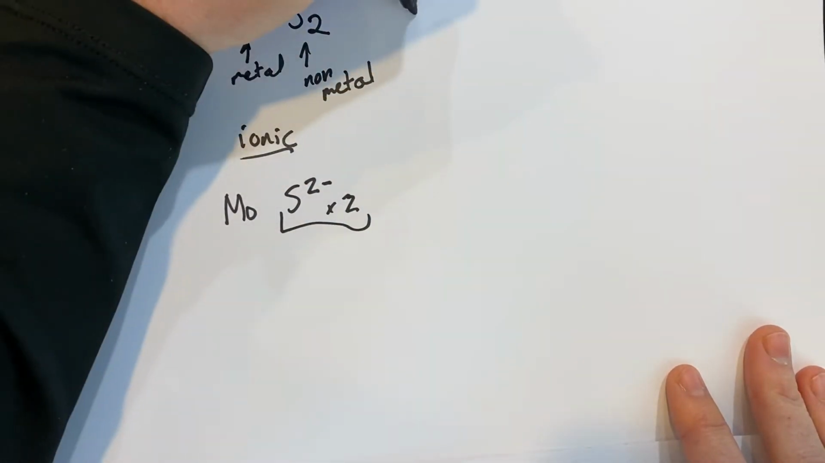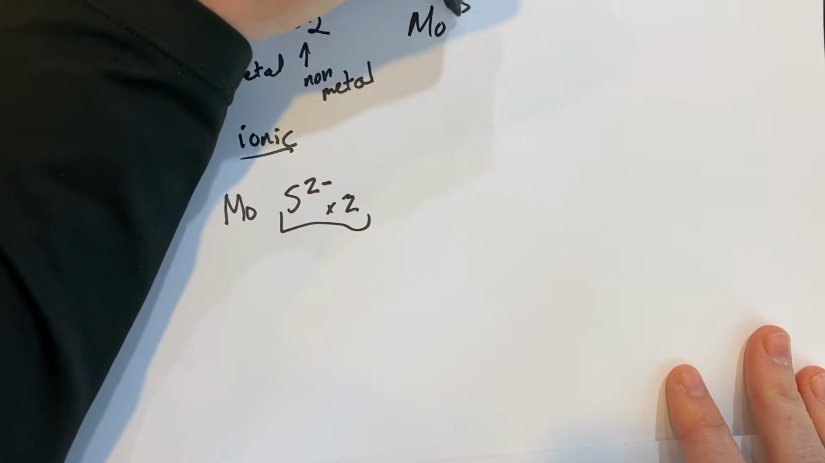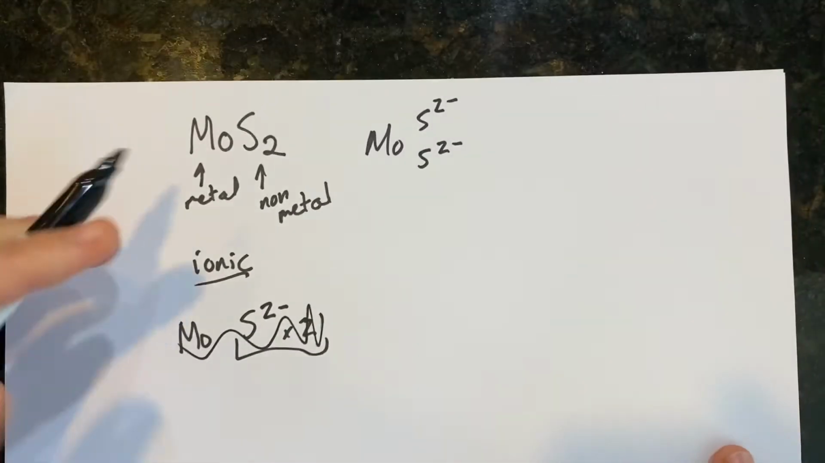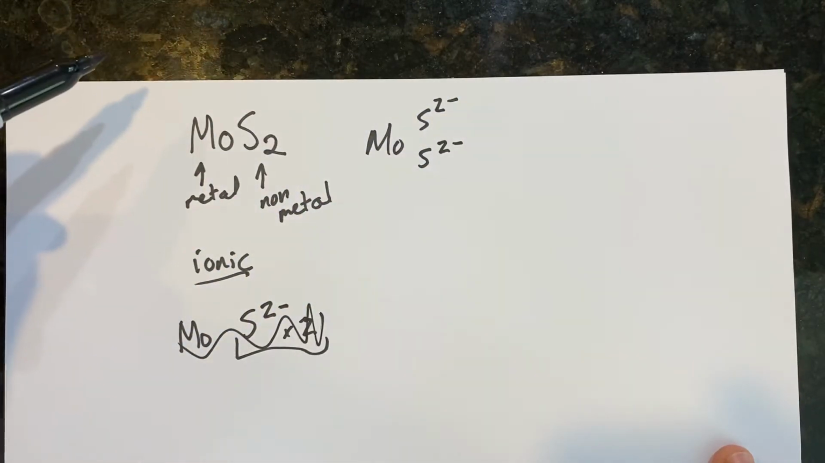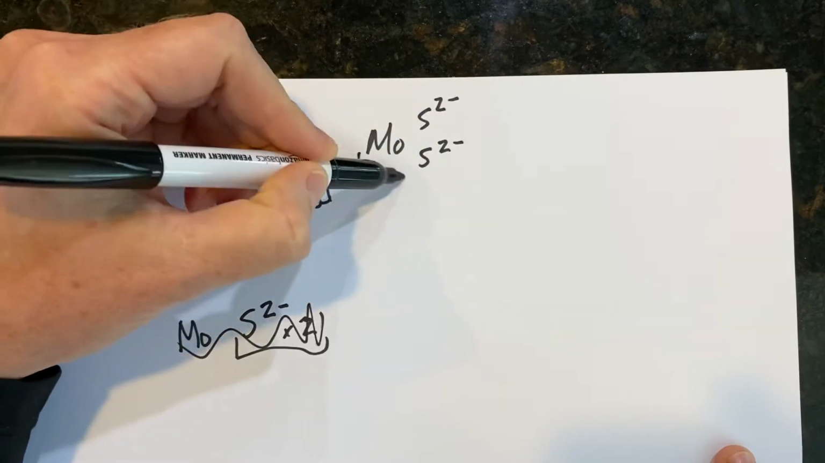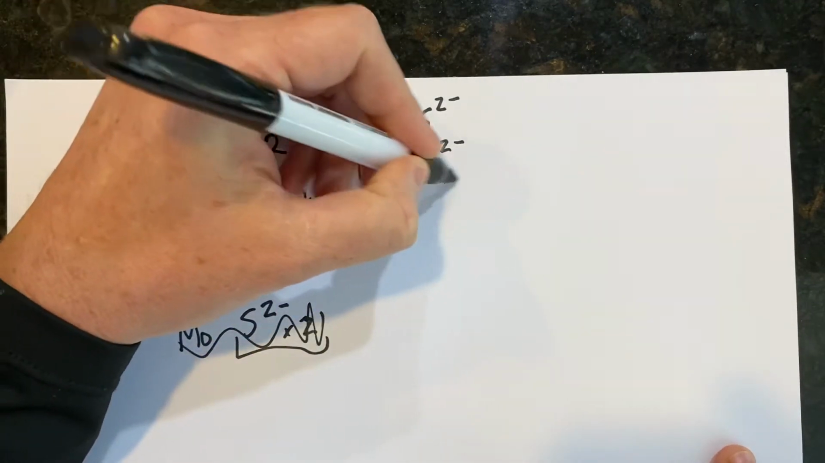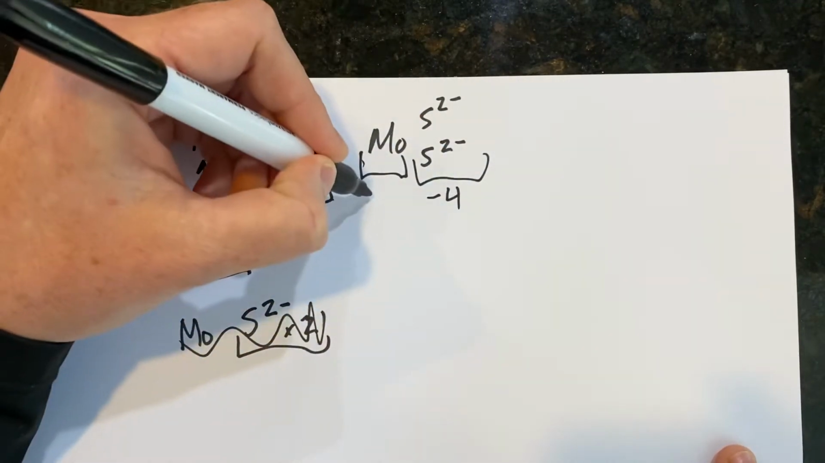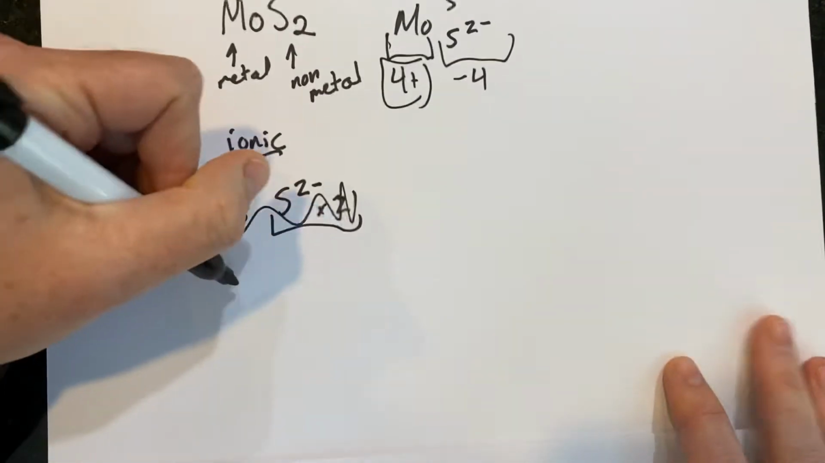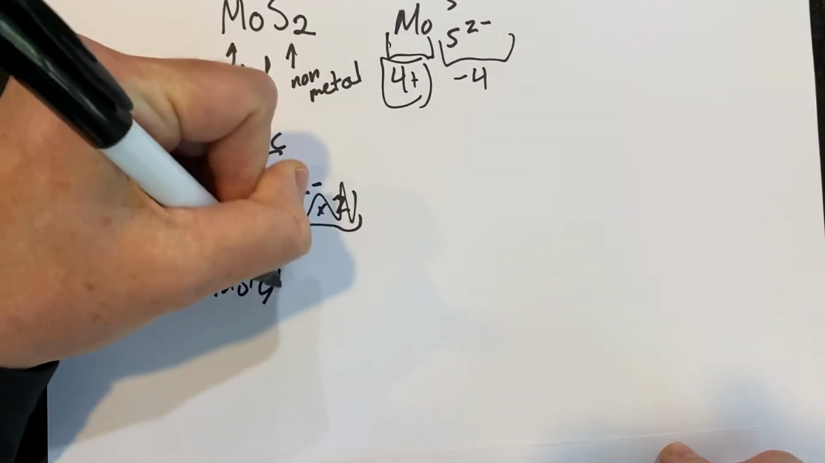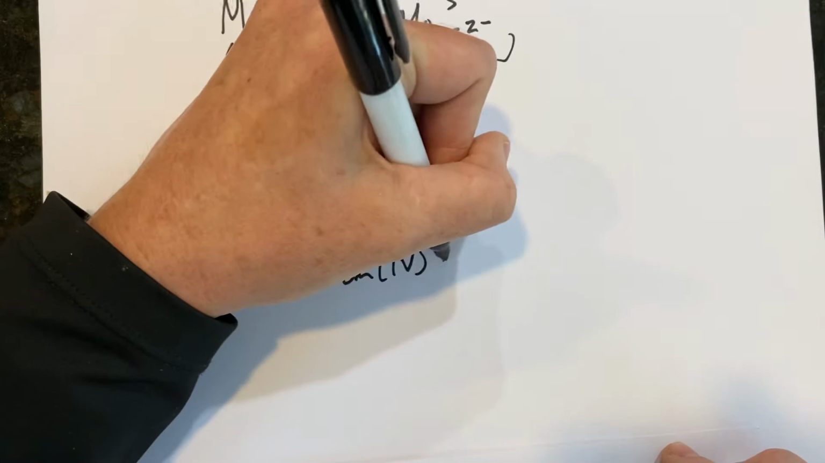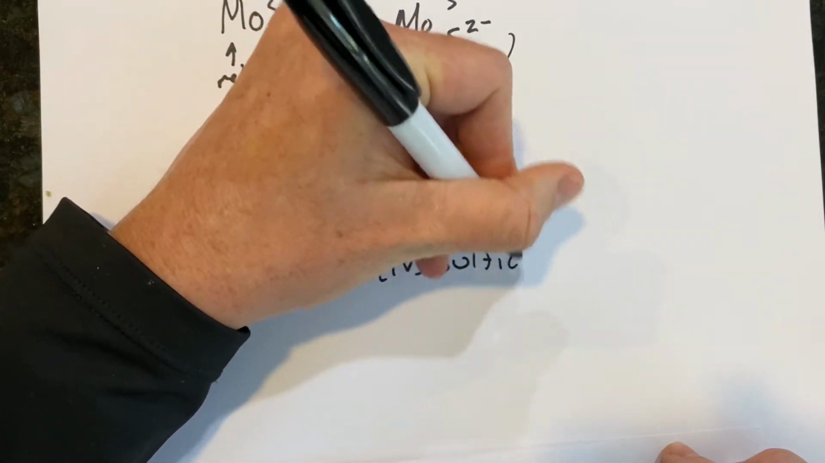So this MoS2, instead of drawing it like this, I'm going to go over here. So this MoS2 thing looks like this, where there's two sulfides, each has a 2 minus charge. So what must the charge be of molybdenum? Well, in order to count out the total of 4 minus, it must be a 4 plus. And that is why this would be molybdenum 4 sulfide.